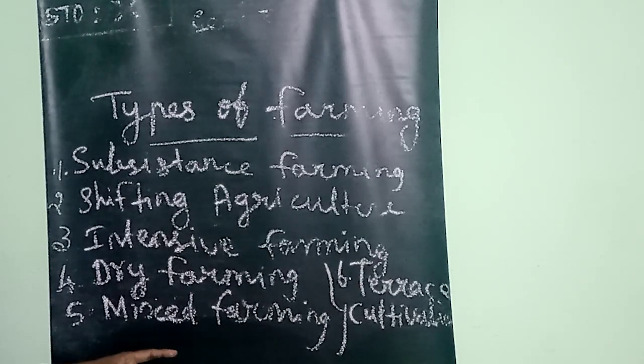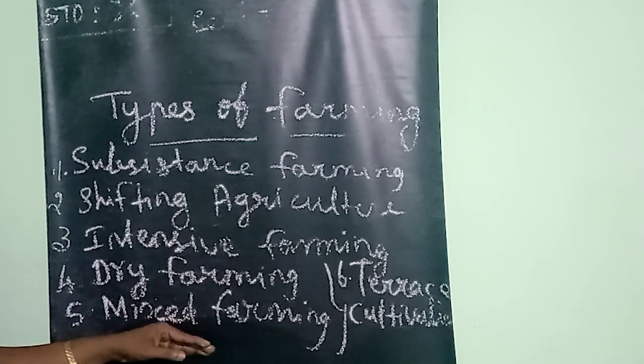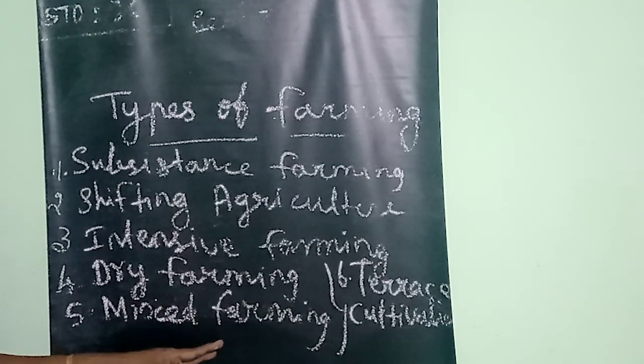Then the next one is mixed farming. It is a type of farming in which the farmers do some agricultural work together. For example, they cultivate plants, domesticate animals, and do poultry, fisheries, beekeeping, etc. Mostly states like Tamil Nadu, Andhra Pradesh, Karnataka, and Maharashtra practice this type of farming.